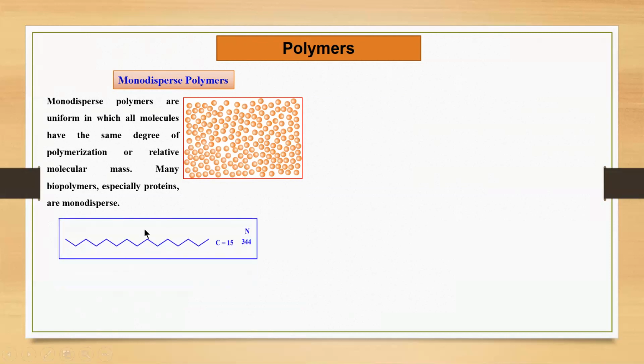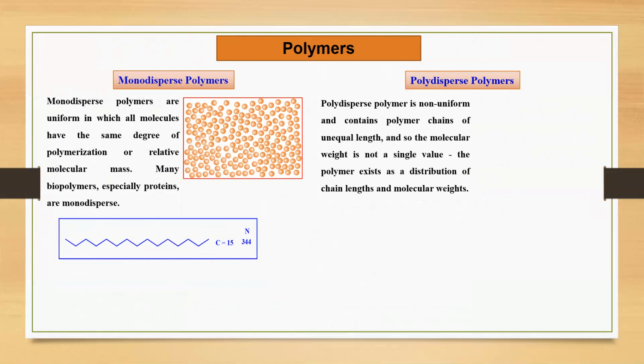Now we can take up an example of a monodisperse polymer, like 344 units of the same 15 carbon long chains uniting together to form a polymer sample. So this is an example of a monodisperse polymer. While in the case of polydisperse polymers, non-uniformity exists. That is, polymer chains of unequal length are there and the molecular weight cannot have a single value. It exists as a distribution of varying chain lengths.